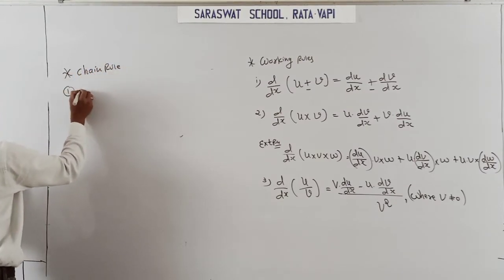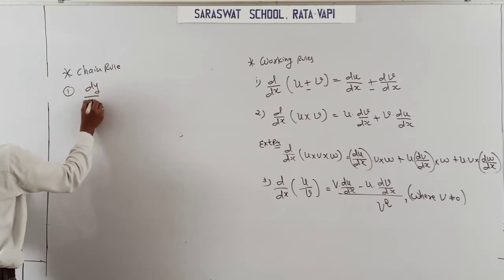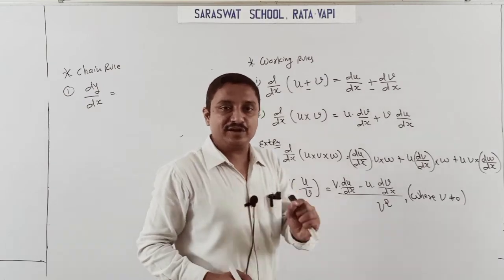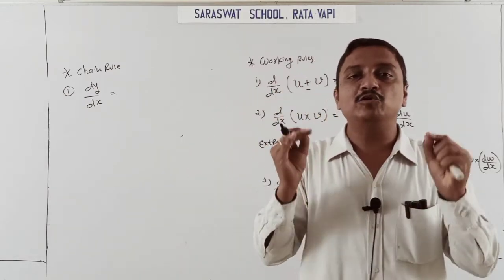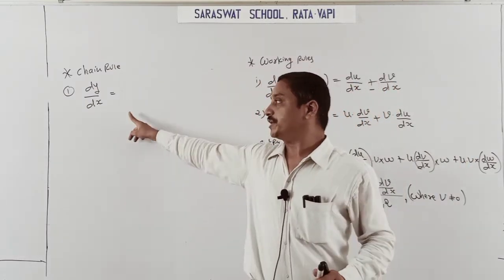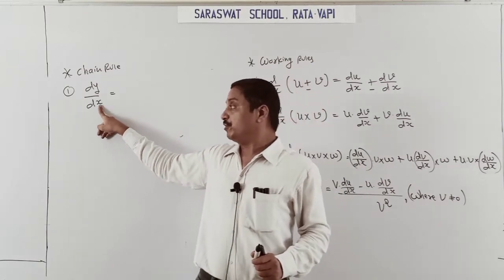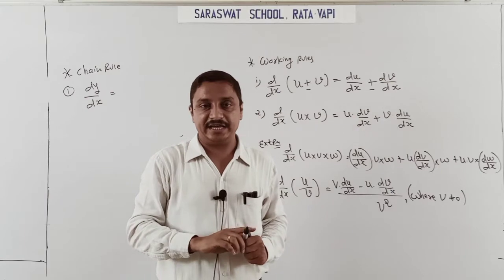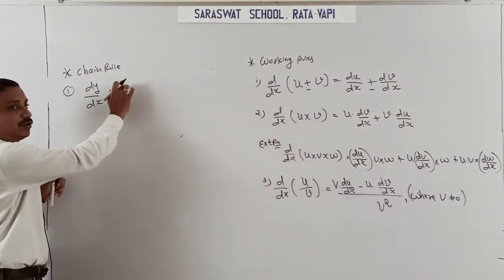Chain rule is also very easy. First of all, one of the functions I just wrote is dy by dx. It means the derivative of y with respect to x is called dy by dx. Again, the derivative of y with respect to x is called dy by dx. I show it in the chain rule.